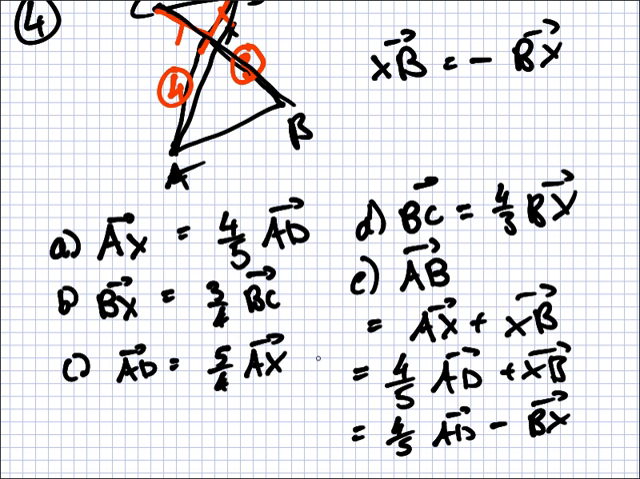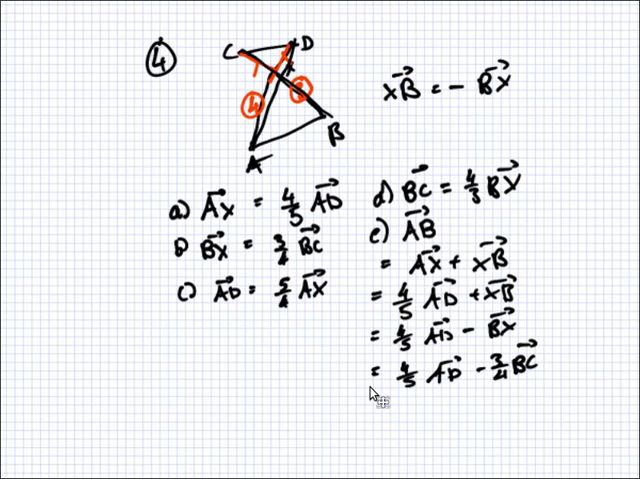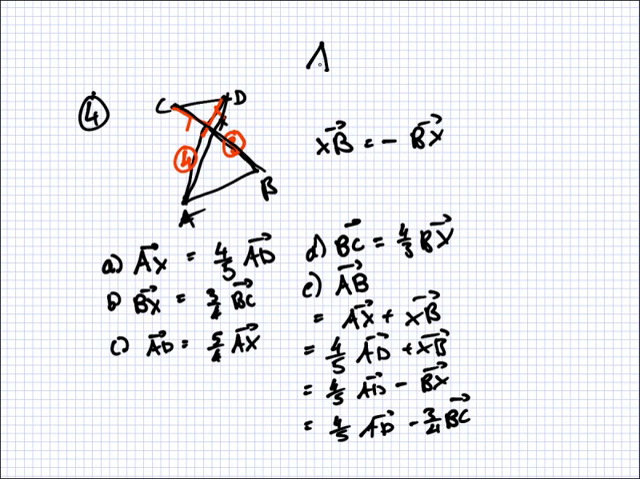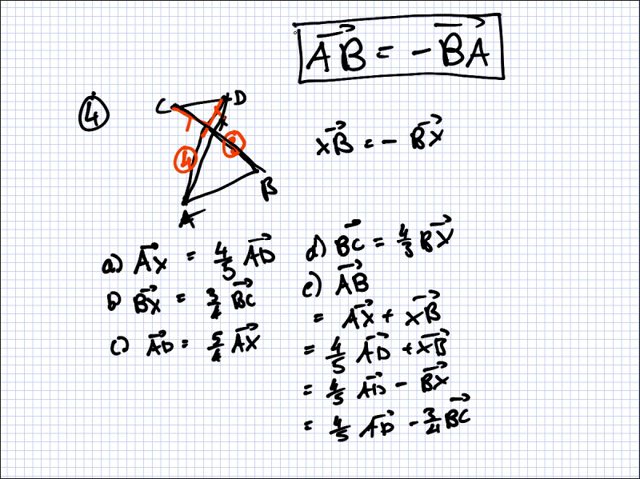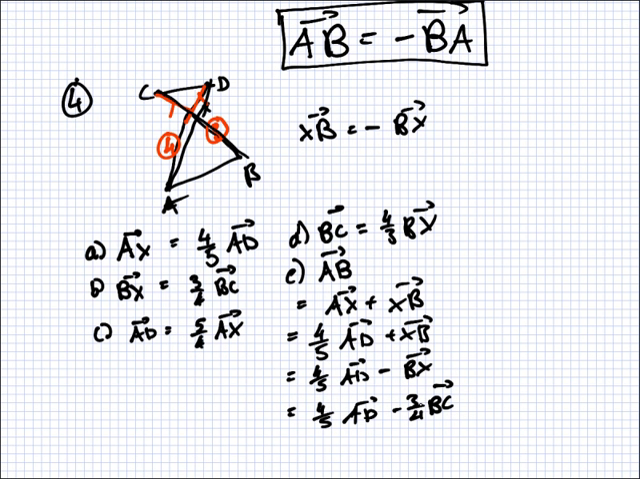Yeah? Now BX we can say is, what do we say? 3/4 BC. So actually, just to be clear, I used a rule here that I didn't tell you. AB is the same as minus BA. This is one of the rules here. And I suppose, that's actually okay, because the next lesson will have more. Okay, so that's not too bad.